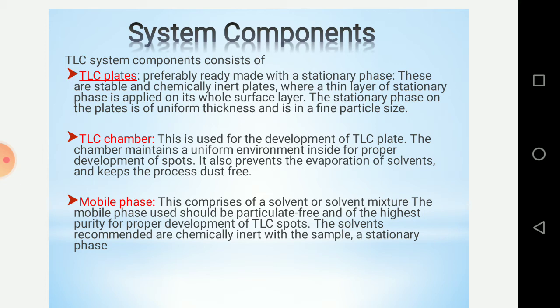The TLC plate is basically the plate which is commercially available, or you can make your own, means you can develop it in your lab, preferably ready-made with stationary phase. These are stable and chemically inert plates where a thin layer of stationary phase is applied on the surface. Means on its surface the paste is applied. The stationary phase on the plate is of uniform thickness and fine particle size, and the thickness of the layer should be uniform.